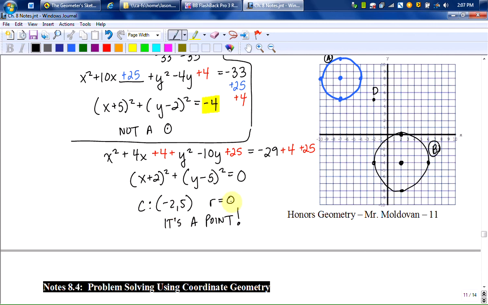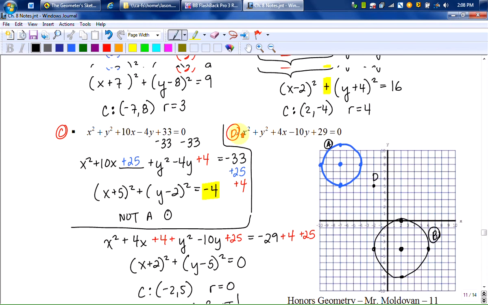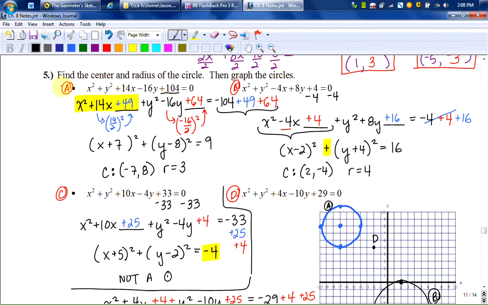C and D were strange situations. That's not the norm for these types of problems. But just be aware that this could happen. If this happens, whatever happens in C and D, I would go back and check my work before I say that it's not a circle or it's a point. Normally what happens is what we saw in A and B. And I would definitely study this before the Chapter 8 test because nowhere in the textbook do they talk about completing the square to get a circle into standard form.